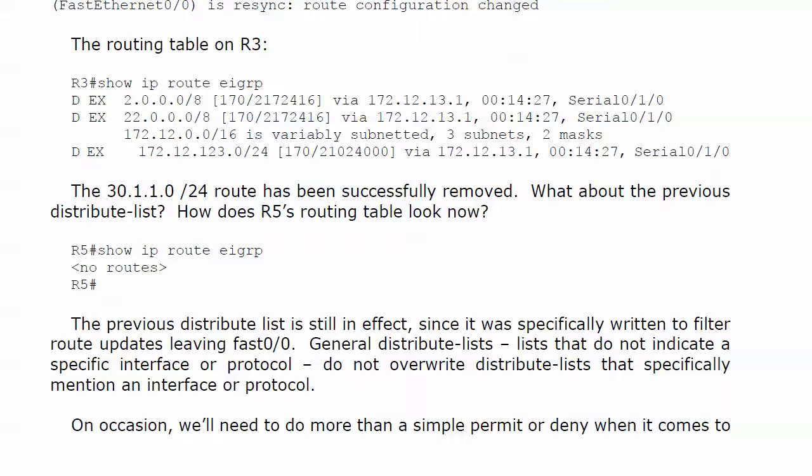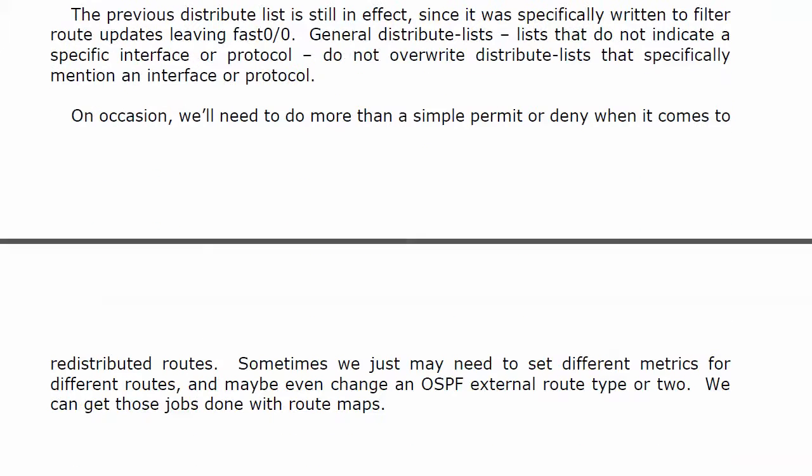But on occasion, we're going to have to do more than a simple permit or deny when it comes to our redistributed routes. Sometimes we might just need to set different metrics for different routes, and maybe even change an OSPF external route type or two without changing them all, because we know the big difference between the E1 and the E2 routes with OSPF. We can do that with a route map, and we'll start doing that at the beginning of the very next video.